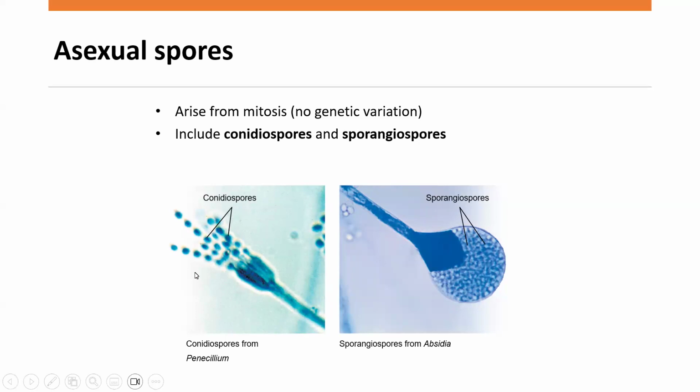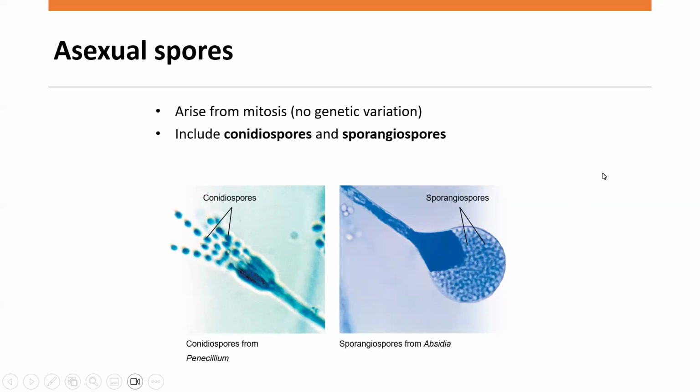Your conidiaspores are going to be more like these little individuals that are coming off the ends of these conidia. And then your sporangiospores are going to be in these little sacs like this. And so all these spores are encased in this one big sac.